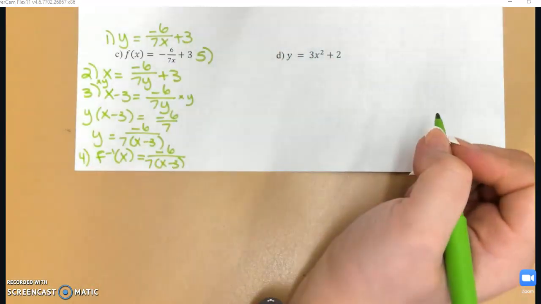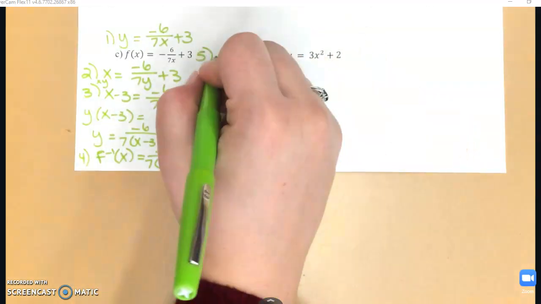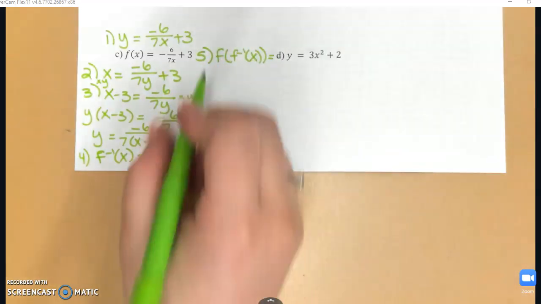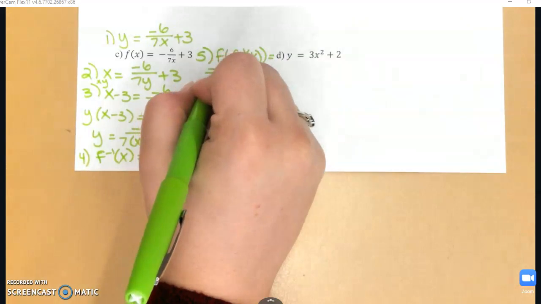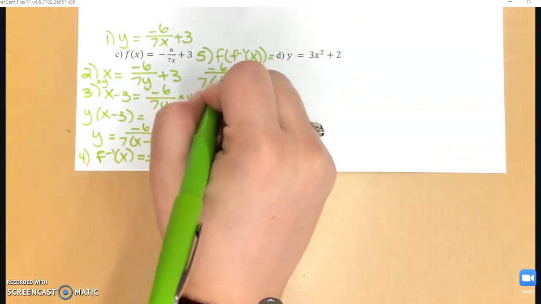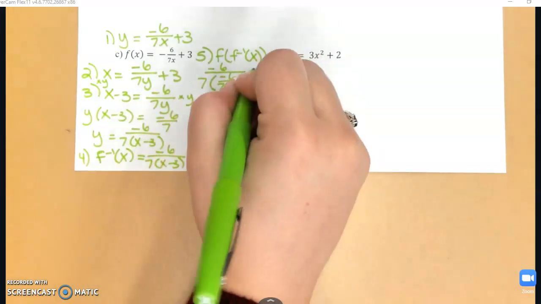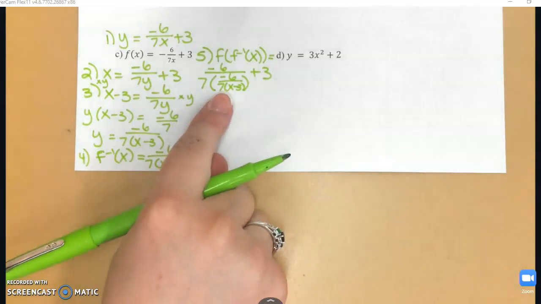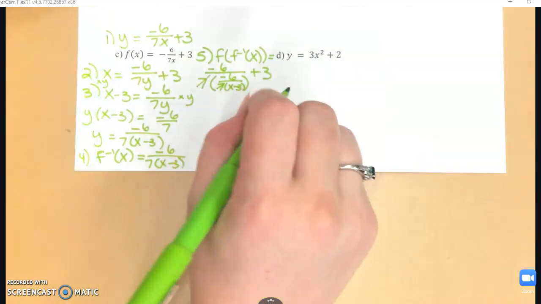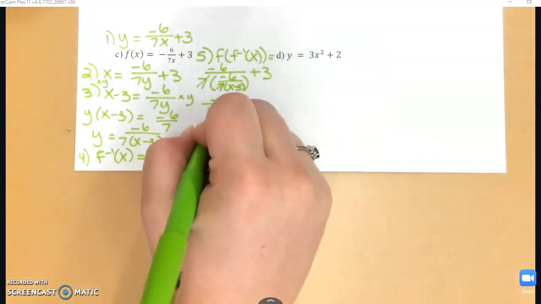So on to step 5, verifying with composition. I'm going to plug my inverse into my initial equation first, so f of my inverse. So that's going to be negative 6 over 7 times negative 6 over 7 times x minus 3 plus 3. So because I kept that 7 out here, I can see that this is easily going to cancel. And so I have negative 6 over negative 6 divided by x minus 3.